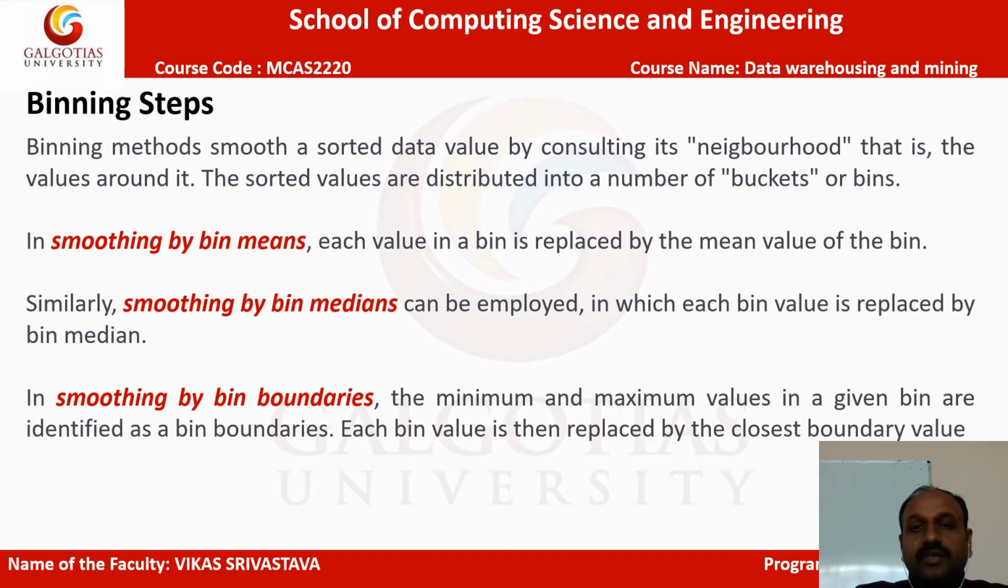The sorted values are distributed into n number of buckets or bins. We normally make a number of bins based on the number of values available in the data set. Afterwards, you will apply some mechanism: smoothing by bin means, smoothing by bin medians, and smoothing by bin boundaries. Now let's see how this process takes place.